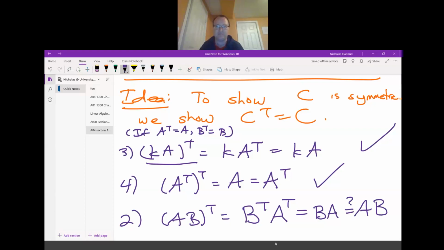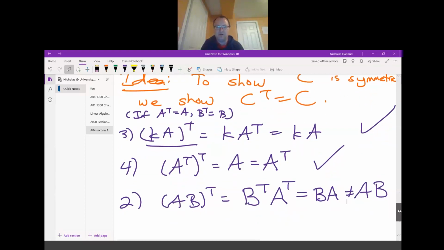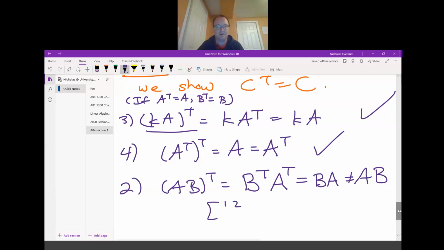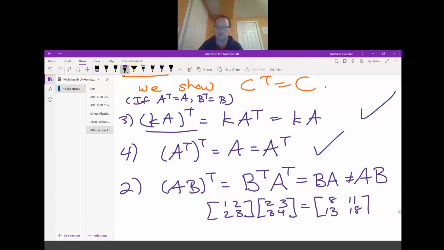Is that equal to A times B? Nope. At least not always. Sometimes, but not always. It is not always true that if A and B are both symmetric, so here's two matrices that are symmetric, multiply them together, and you get a non-symmetric matrix.